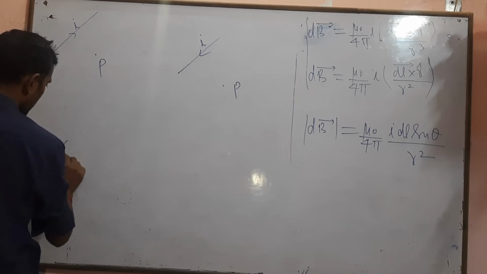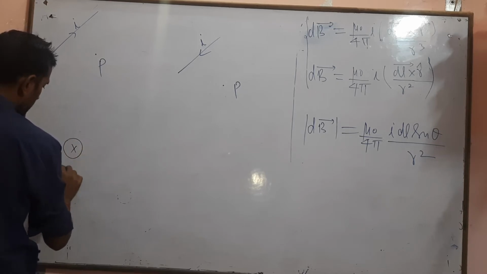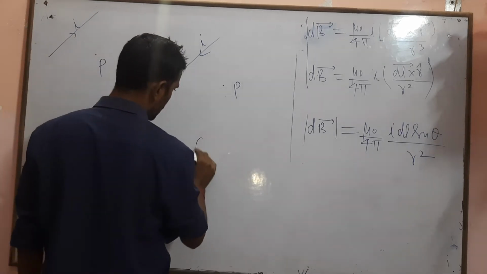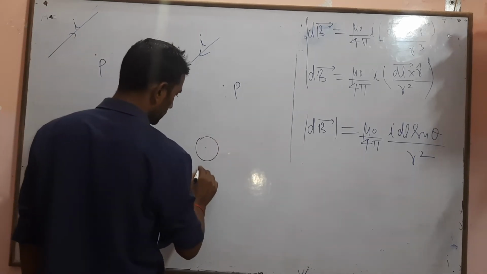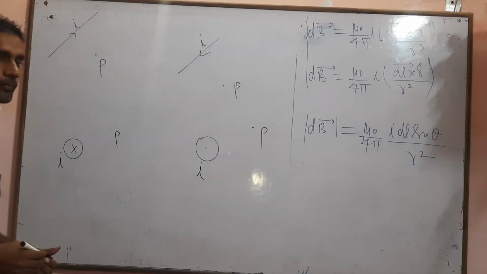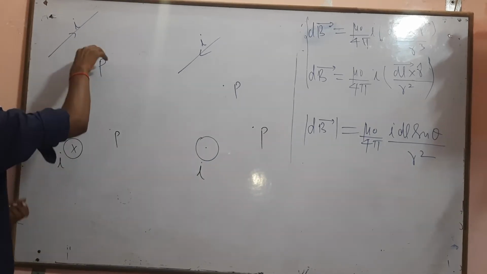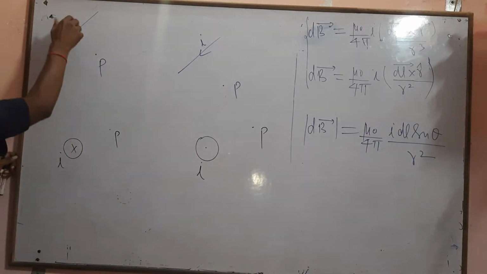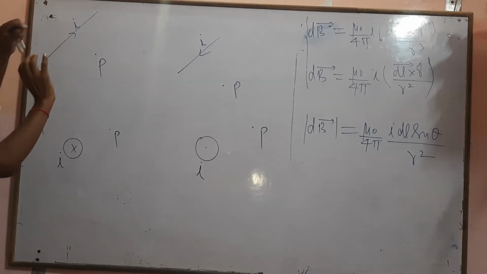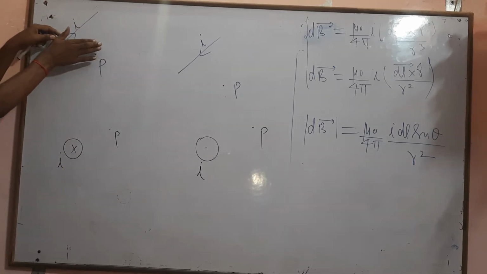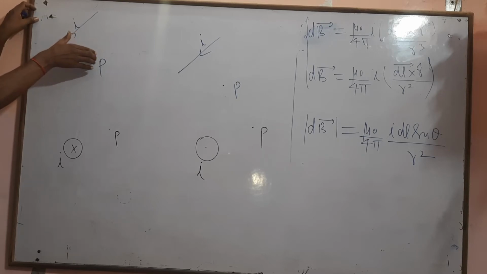Another case: if the current is going inside, what is the magnetic field at point P? If the current is going outside, what is the magnetic field at point P? So we use the right hand palm rule. Keep the current I along the thumb, and the curling of the fingers gives the direction of magnetic field dB.